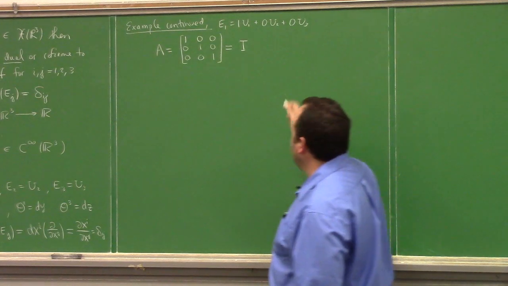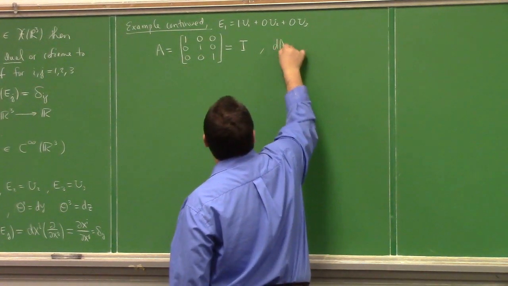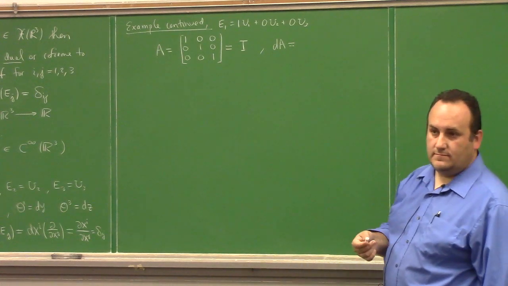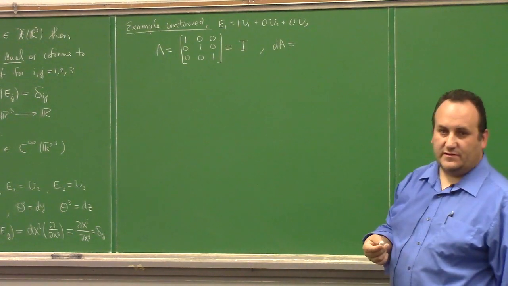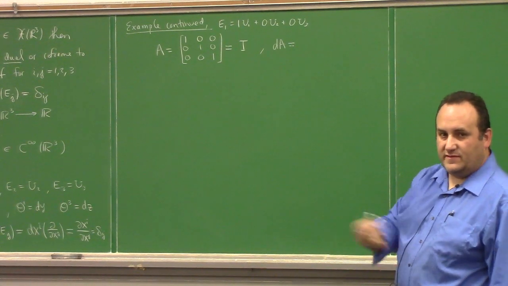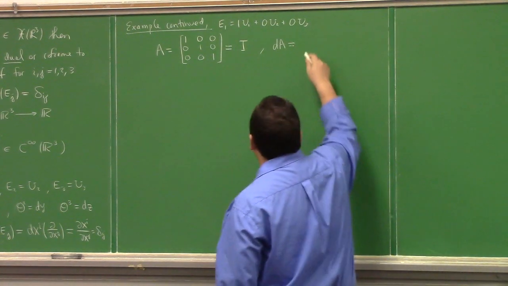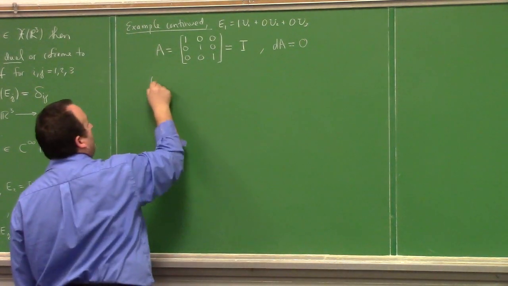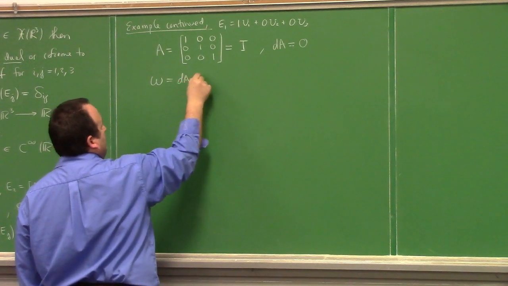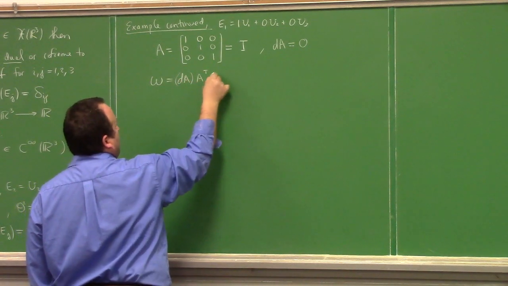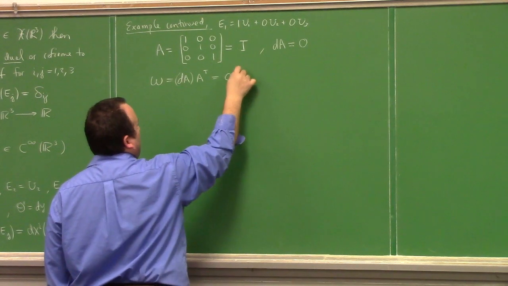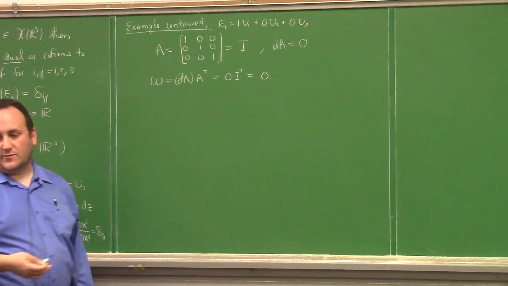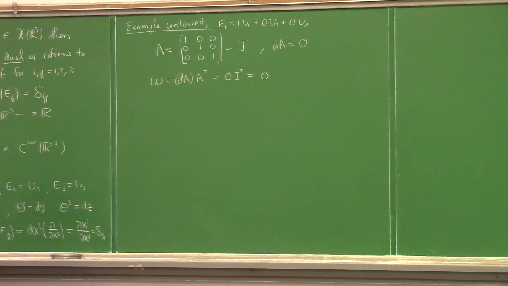And so what's dA in this case? What's the exterior derivative of a constant matrix? It's just the zero matrix. Like all the exterior derivatives are zero, so it's just zero. So in this case, what are the connection forms? dA, A transpose, right? Which in this case is 0 times I transpose, which is otherwise known as 0. So the connection forms are 0, right?